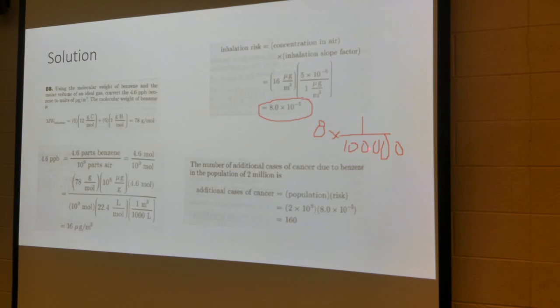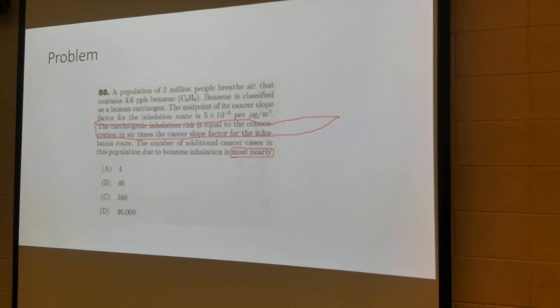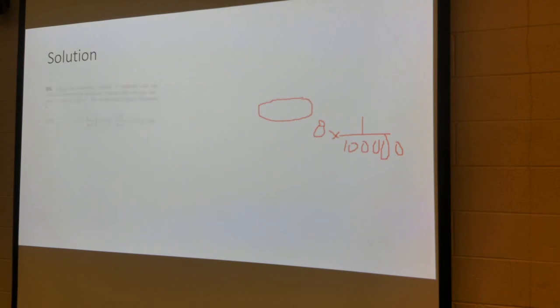How many times 100,000 do I have in 2 million? 20 times. 20 times 8 people, new people getting cancer. 20 times 8, 160 cases. That's going to be one of the alternatives back there. Actually, it's exactly alternative C. Although it's a very narrow problem, it goes exactly to alternative C.